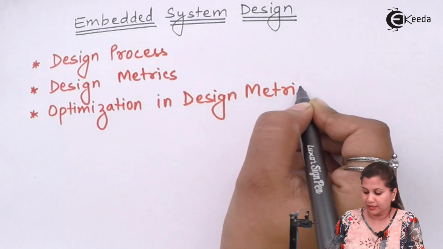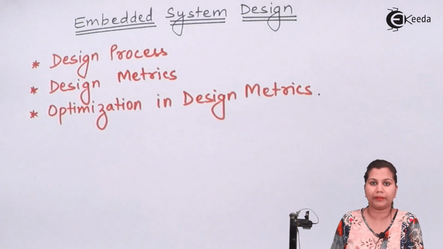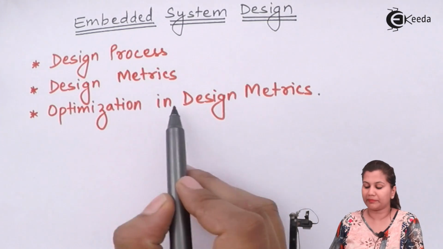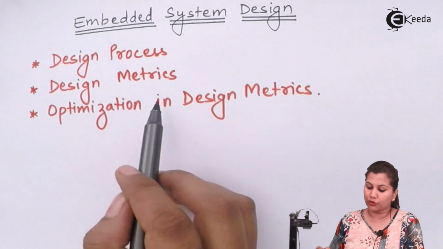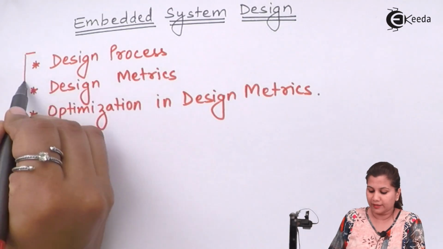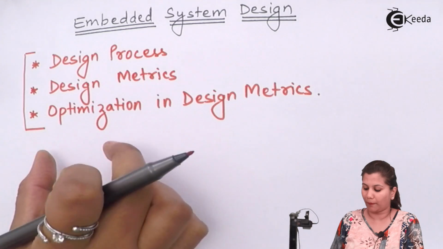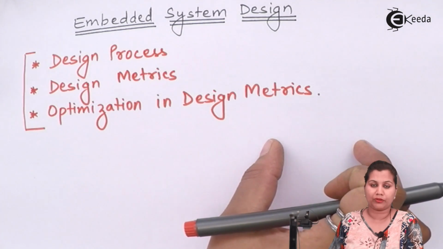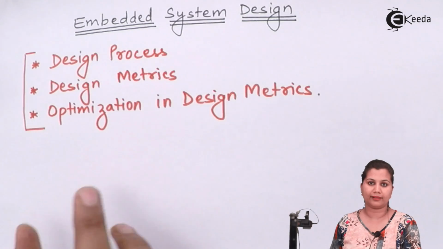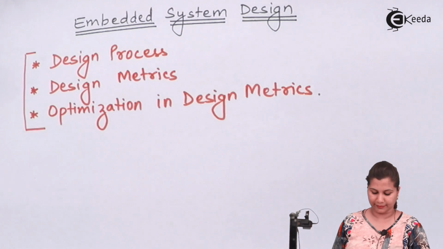The design matrix consists of the constraints or the specifications for the embedded system, and how these specifications can be optimized during the designing process. That comes under the third step, that is optimization in the design matrix. So the designing of the embedded system will consist of these three main parts: the design process, the design matrix, and the optimization in the design matrix. We will study these three topics under the designing of embedded system. Let's start first with the design process.